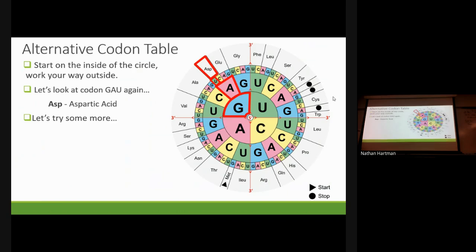All right. So once again, that's ASP. Let's try some more. AGC. Shout it out when you see it. Serine. Good. AGC, serine. CCA. Pro. Yep. Wait, can someone go slower so I can see if I can do it? You get a chance here in a little bit.